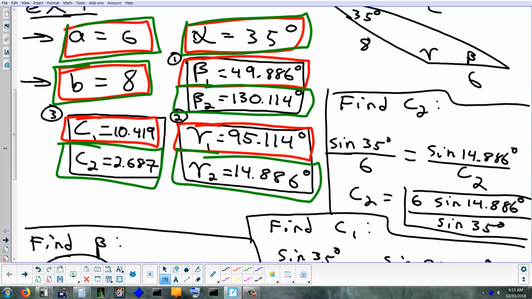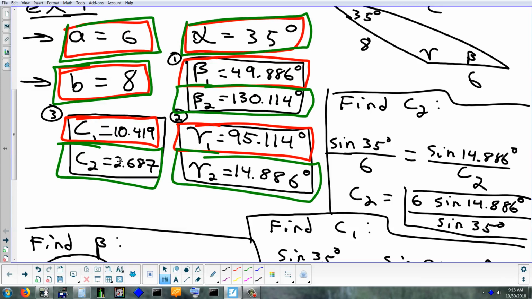Alright, so now I just kind of check it quick. I look at the green. I say, alright, for the green, beta 2 is the biggest. Beta is definitely the biggest side out of 2.6, 8, and 6, so that looks good. Smallest angle is with the smallest side. We already checked that. So it looks good.